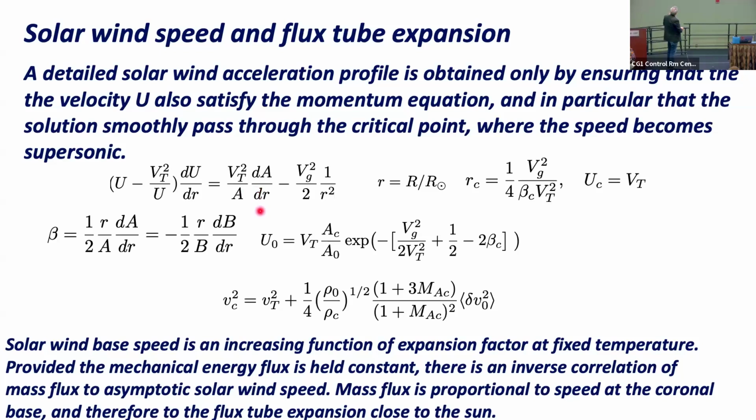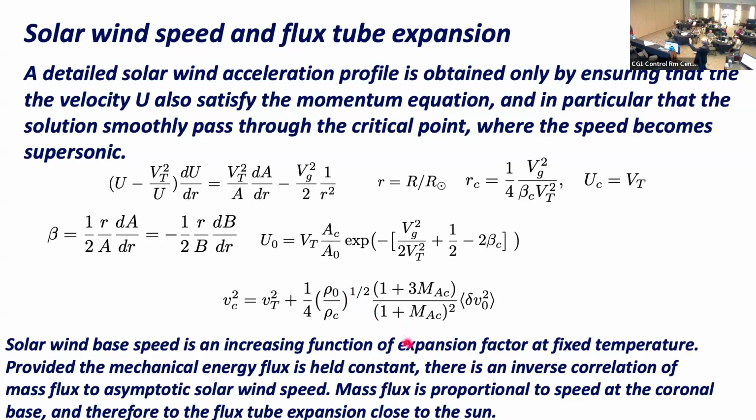And when you integrate the equations, you find that the base velocity depends on how much you expand from the coronal base to the critical point where the wind becomes supersonic. Now, if you increase the base speed, which is basically in the chromosphere, where the density is fixed, you're increasing the mass flux. And if you fix the energy flux in the waves and you increase the mass flux, you end up reducing the wind speed. So there's an inverse correlation between expansion factor and asymptotic wind speed.